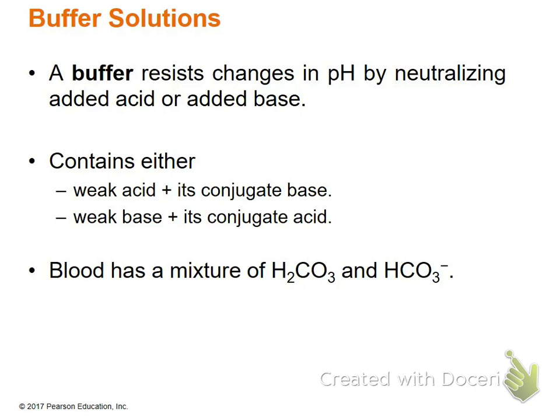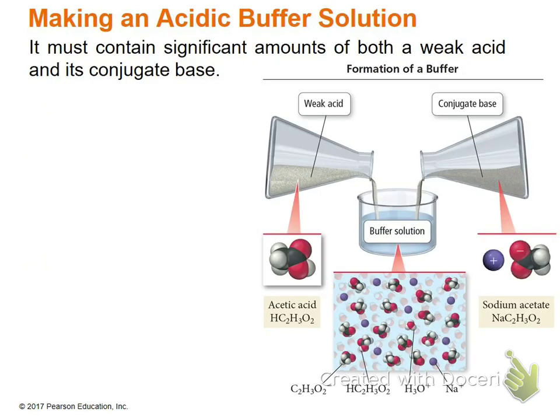Blood has a mixture of carbonic acid, which is a weak acid, and its conjugate base, which is the bicarbonate ion. All right, so how do we make an acidic buffer solution? Again, an acidic buffer solution is a solution that contains a weak acid and its conjugate base. It has a pH below 7.